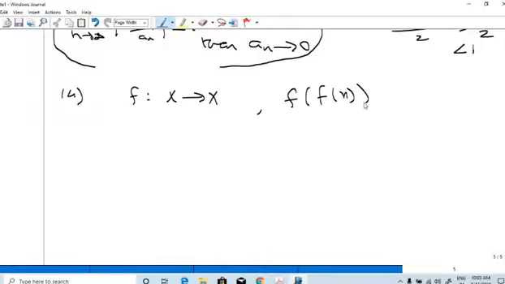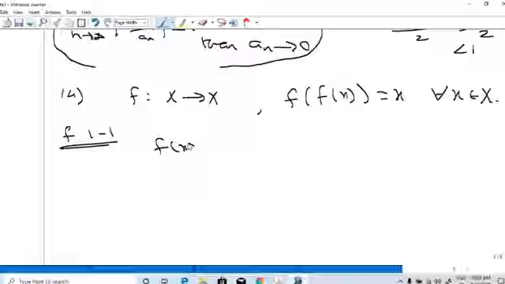So first, we have to show that f is 1-1. So how to say f is 1-1? Whenever f of x equal to f of y, we have to show that x equal to y. Now these two are equal. Now apply f both sides. It implies that f of f of x equal to f of f of y. Now by the hypothesis, f of x is nothing but x, and f of y is nothing but y.